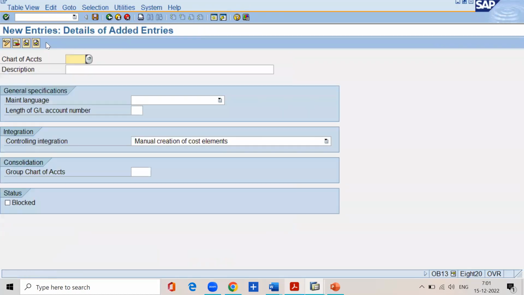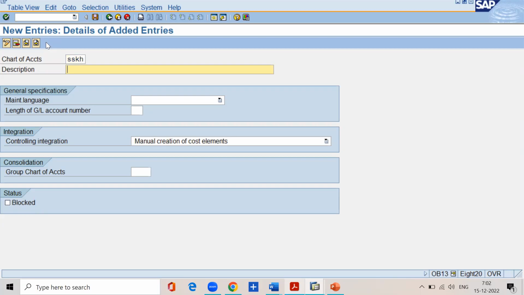Click on new entries. Chart of accounts is equal to SSKH. Wherever possible, we can use the same company code name. So if different objects are there, we can use the same company code name. Chart of accounts is a separate object and company code is a separate object. Chart of accounts is equal to SSKH.